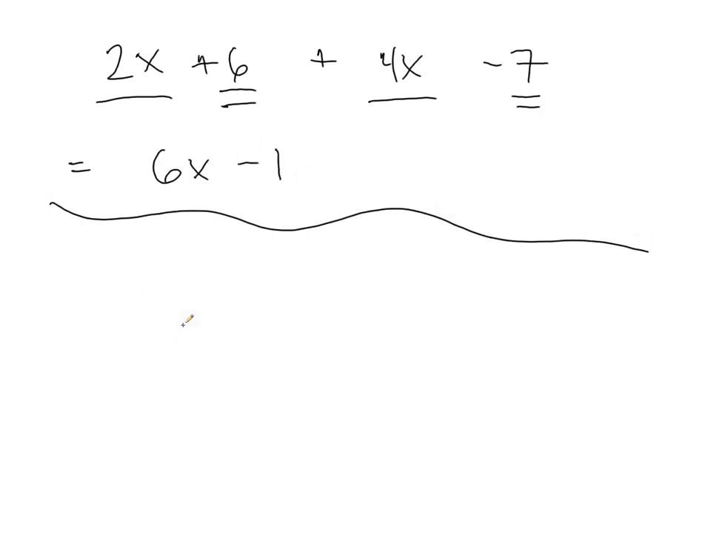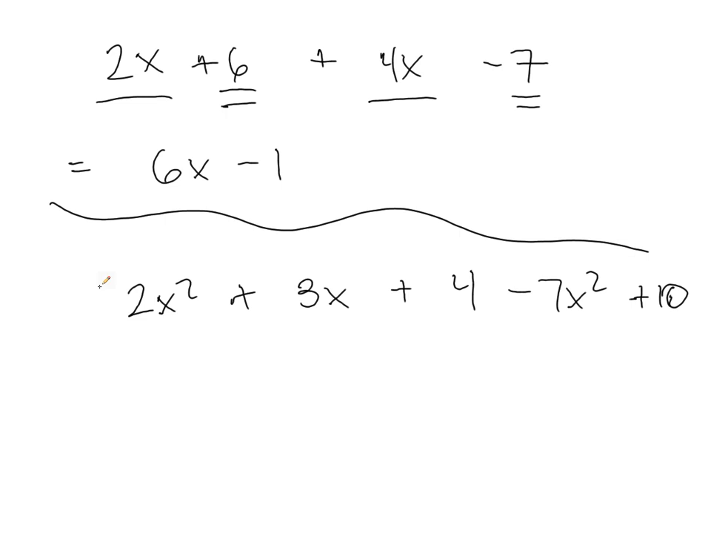It doesn't matter what the powers are. If I have 2x squared plus 3x plus 4 minus 7x squared plus 10, again, we're looking for things that are similar. Whatever x squared means (we know it means x times x), for all intents and purposes I have 2 copies of x squared, and I remove 7 copies of x squared. So I've got a deficit: 2 minus 7 means I have a deficit of 5x squareds.